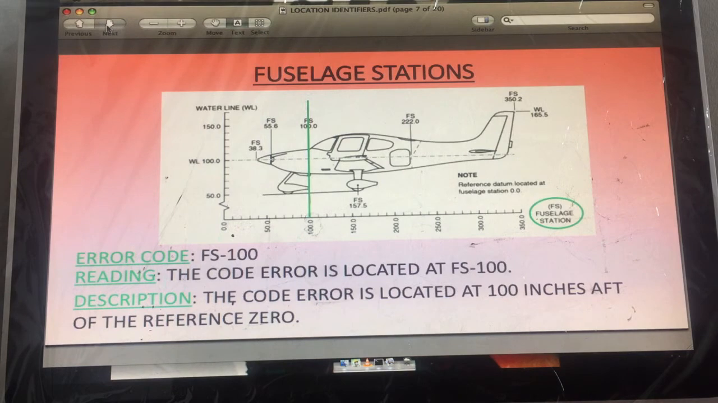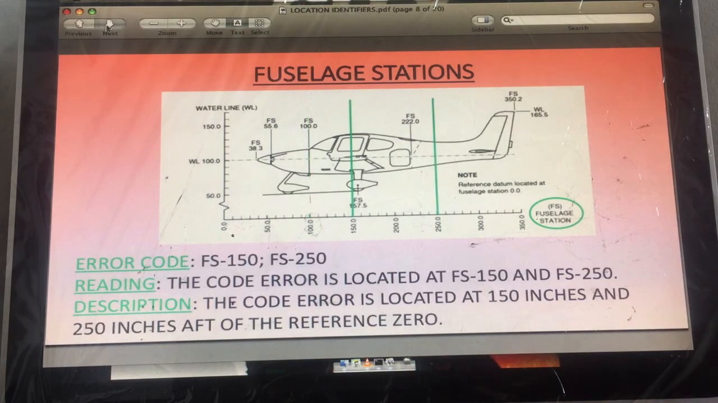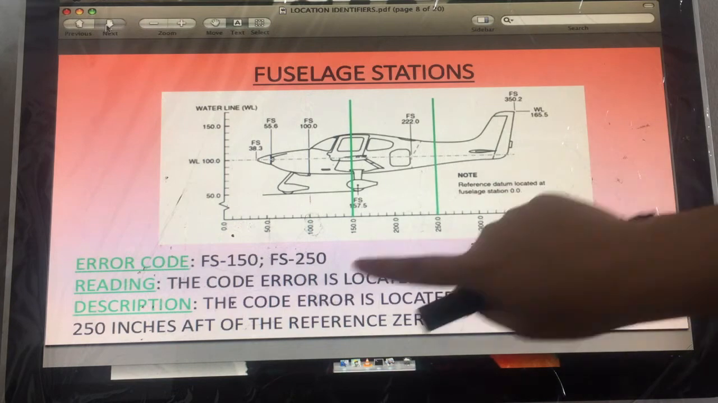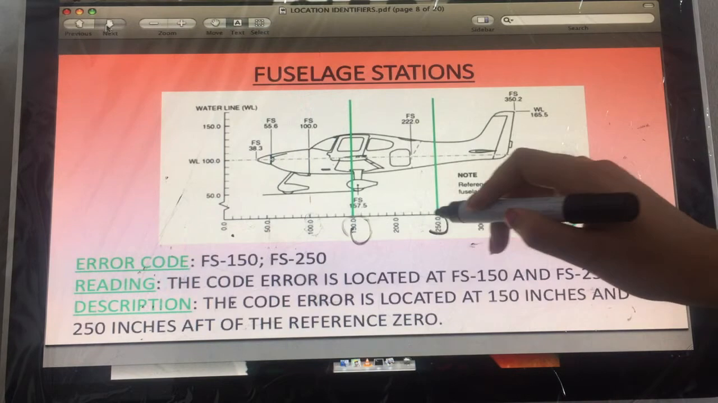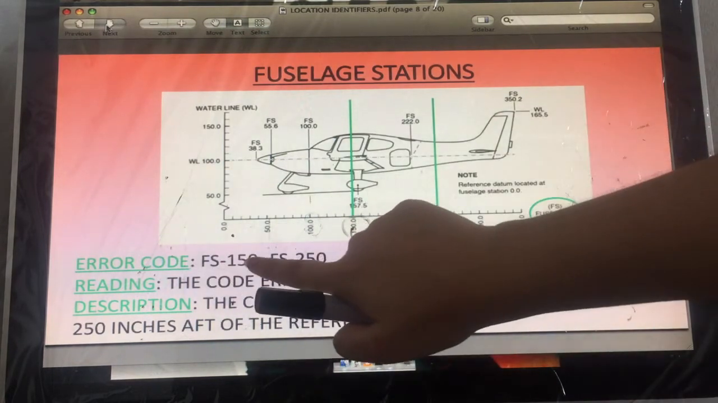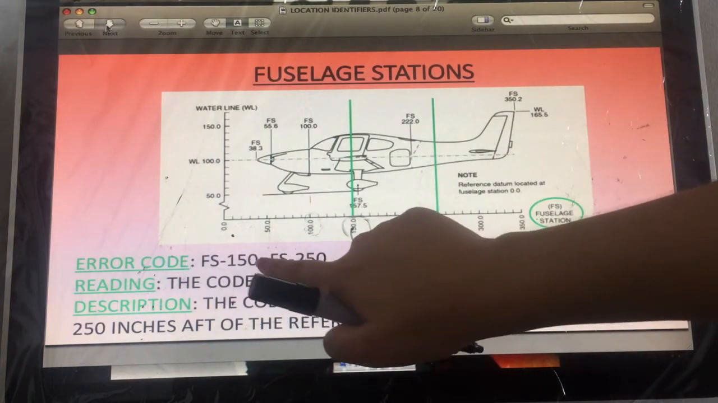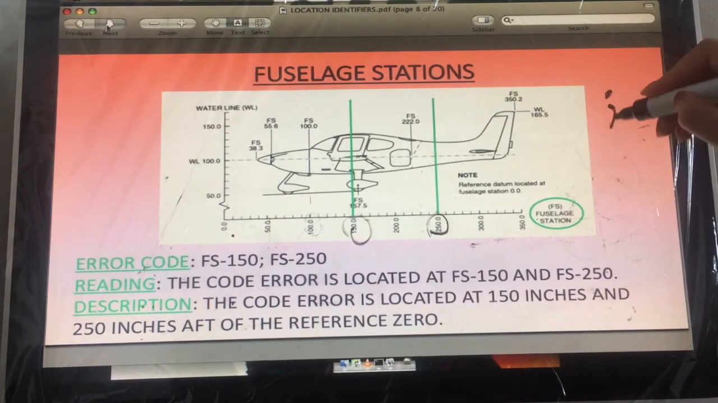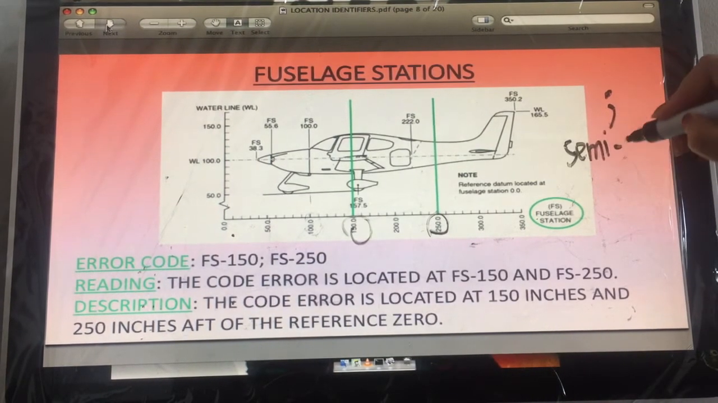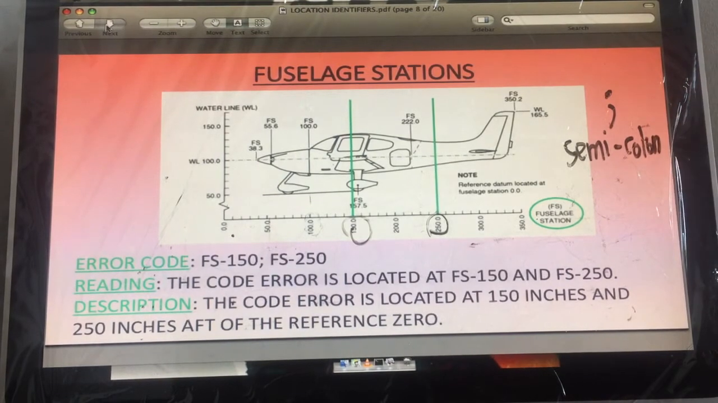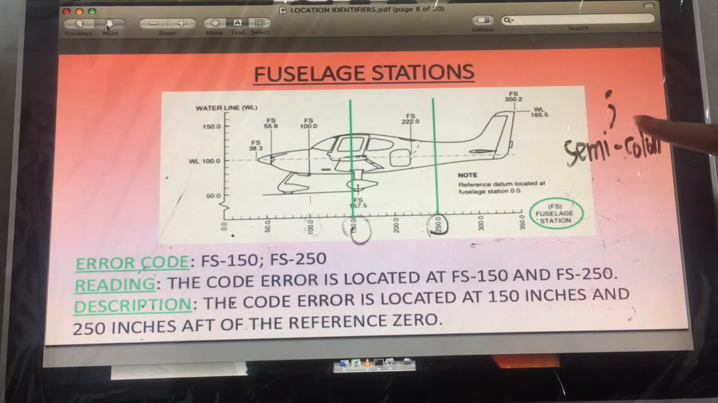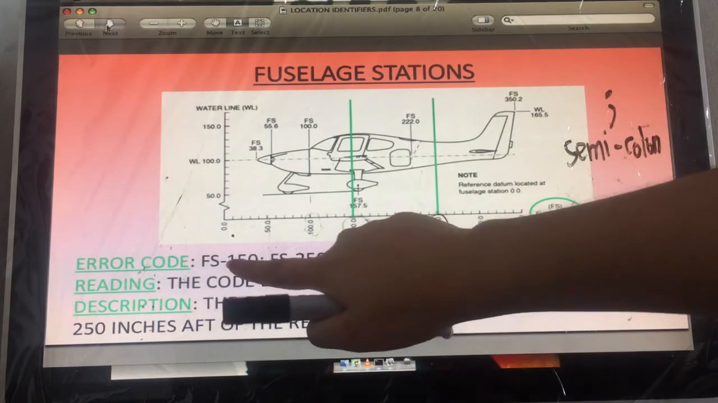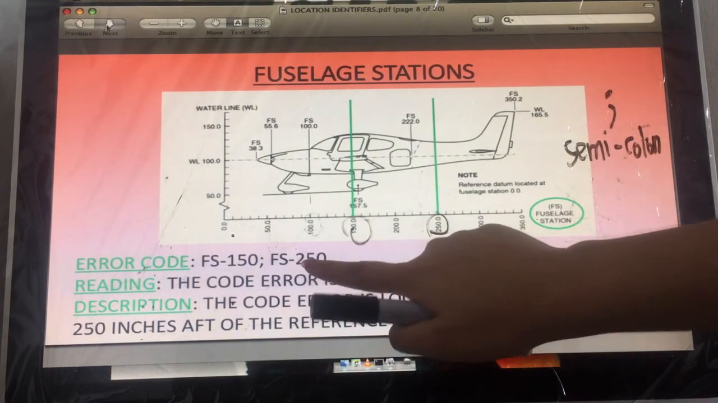Another example: what if there are two? You put the smaller value first in the error code. We have here 150 and 250. So the error code will be FS-150; semicolon. We use a semicolon to separate error codes. You cannot use anything else. Only a semicolon to separate error codes. You cannot use a comma, an and, or anything else. So, FS-150; FS-250.